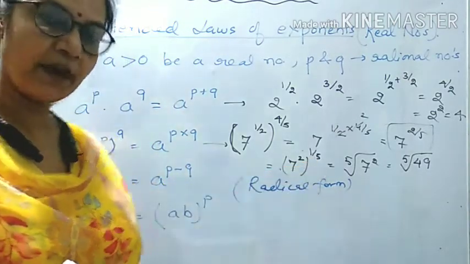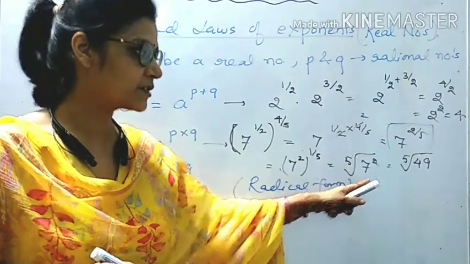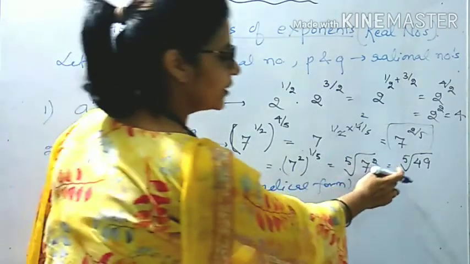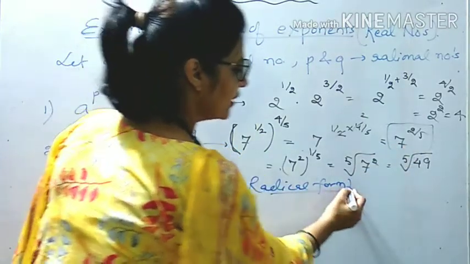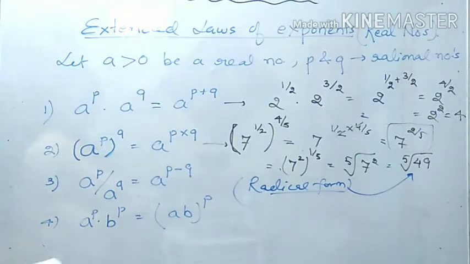7 square to the power 1 by 5. What is 1 by 5? It is fifth root. So fifth root of 7 square. So it will become fifth root of 49. So if the answer is required in the radical form, then we have to write this.